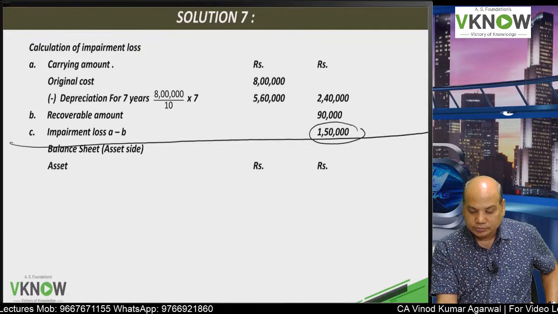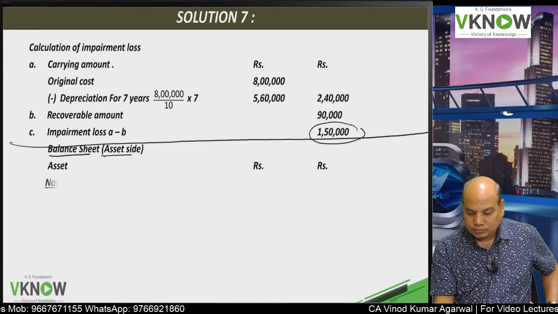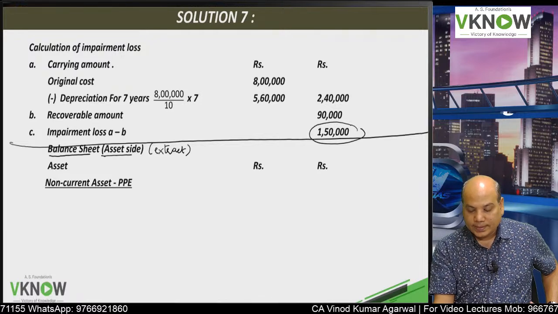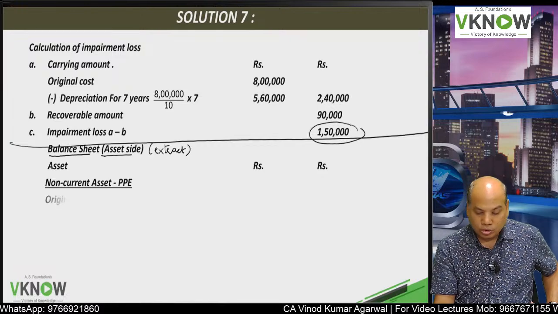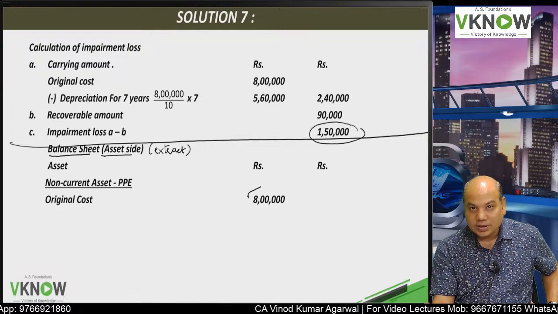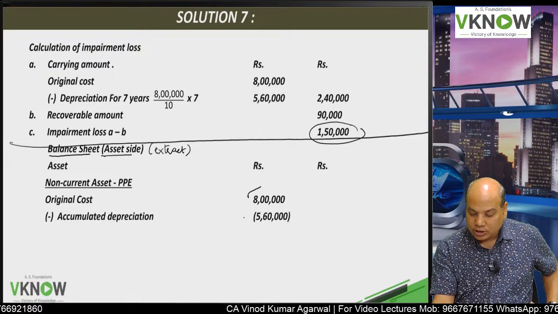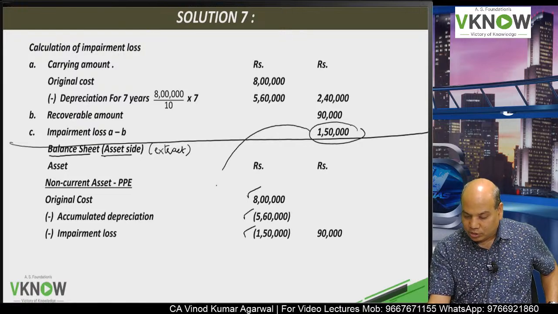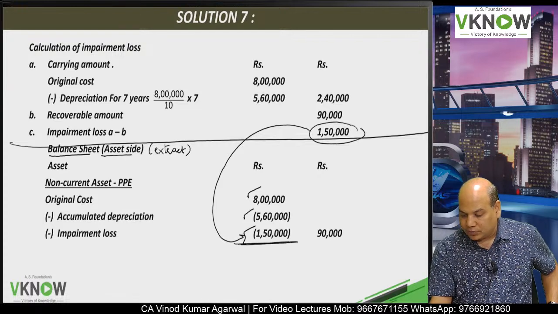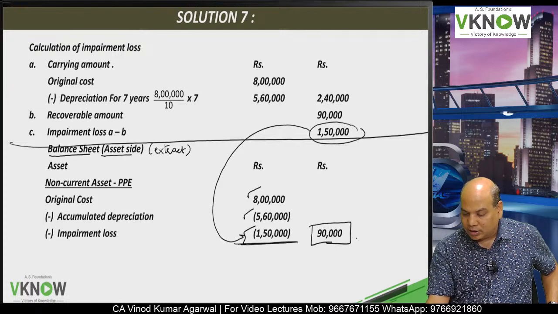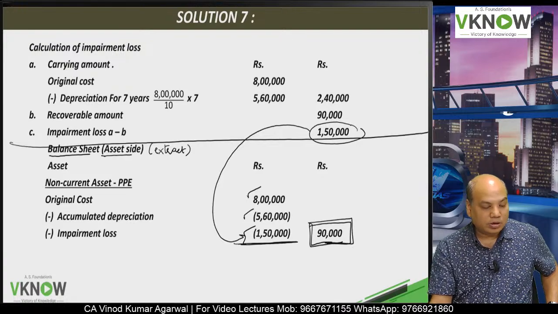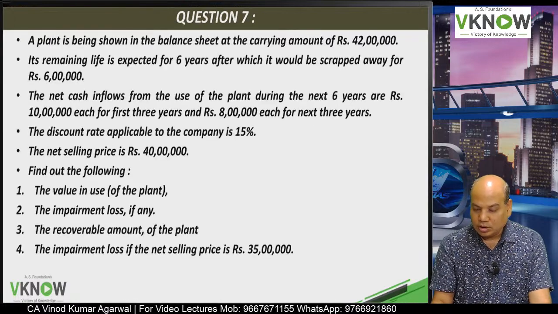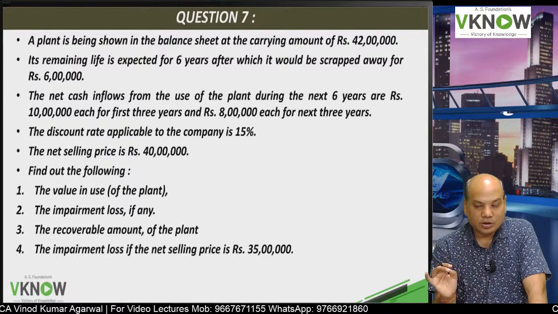In the balance sheet, asset side, it is an extract, not the complete balance sheet. We have non-current asset called PPE. Original cost is 8 lakh less accumulated depreciation 5,60,000 and less impairment loss 1,50,000. So now the carrying amount after providing impairment loss would be 90,000. So this type of basic questions are asked from a student at your level.